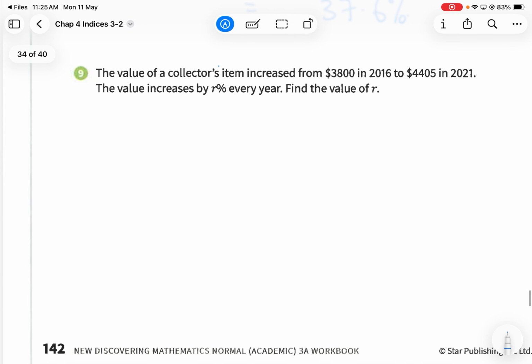Okay, question 9 is the reverse. They give you the original amount. They give you the final amount. They tell you every year. So compounded how many times? 16 to 21. Five times. Compounded 5 times.